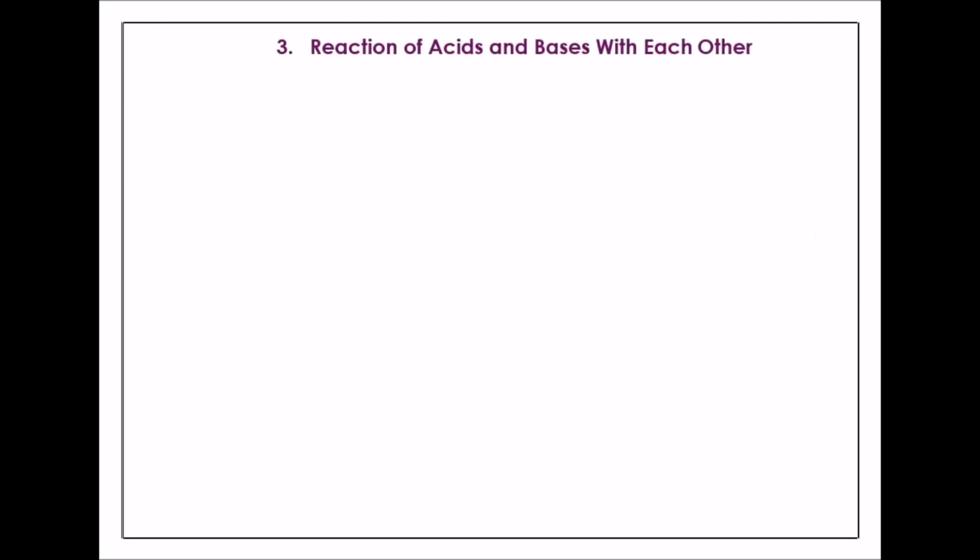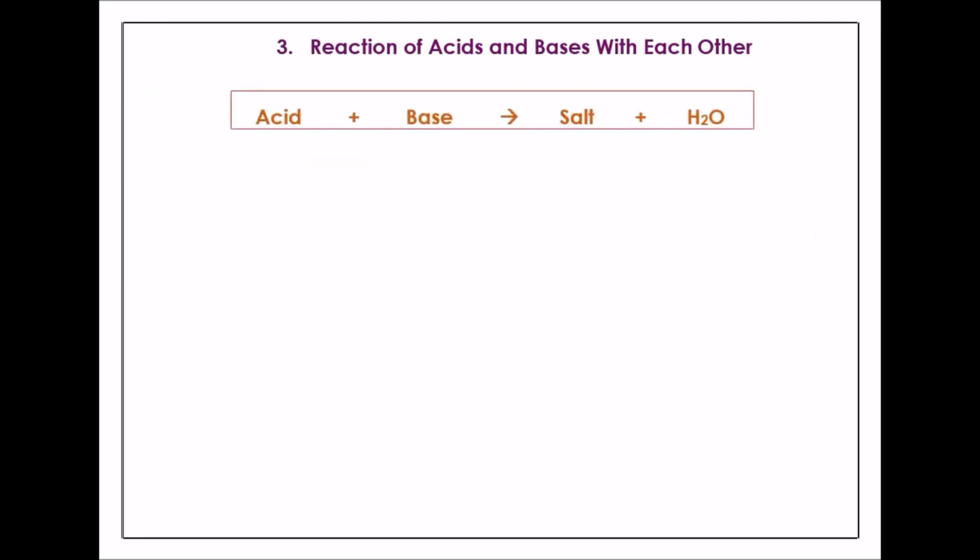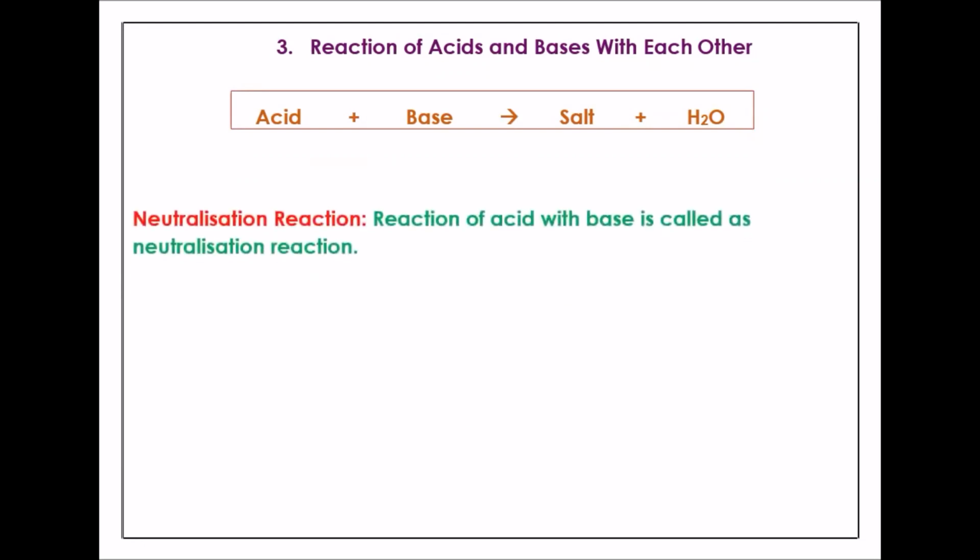Third chemical property, reaction of acids and bases with each other. First you see the basic equation: acid plus base gives rise to salt and water. On the reactant side we have acid and base, while on the product side we can see salt and water. This reaction is also known as a neutralization reaction. What is meant by neutralization reaction? The reaction of acid with base is called a neutralization reaction.